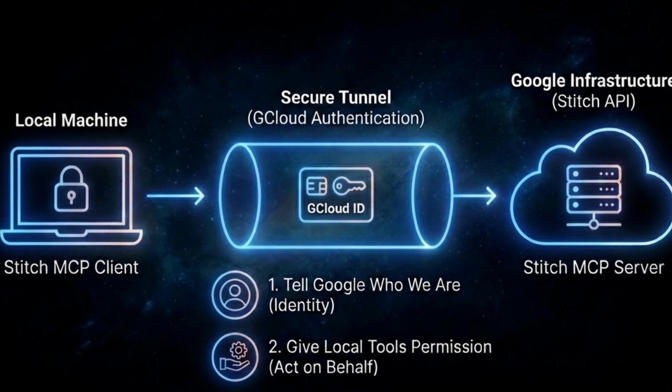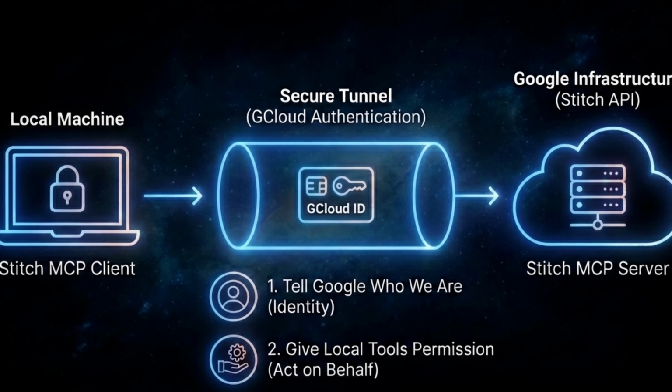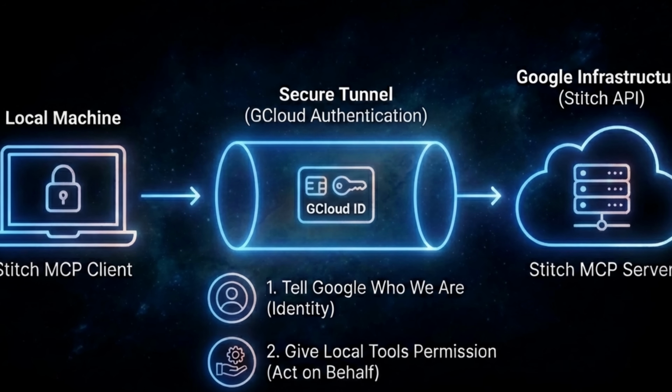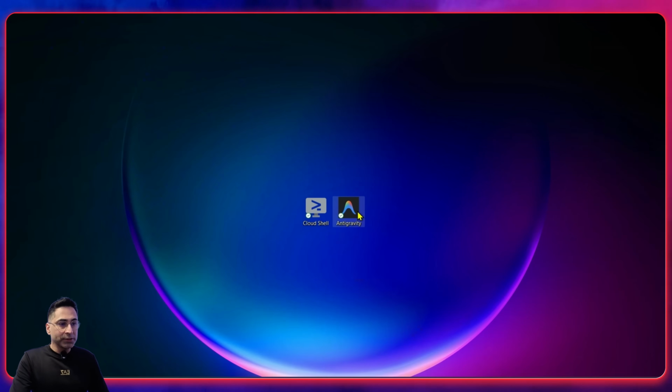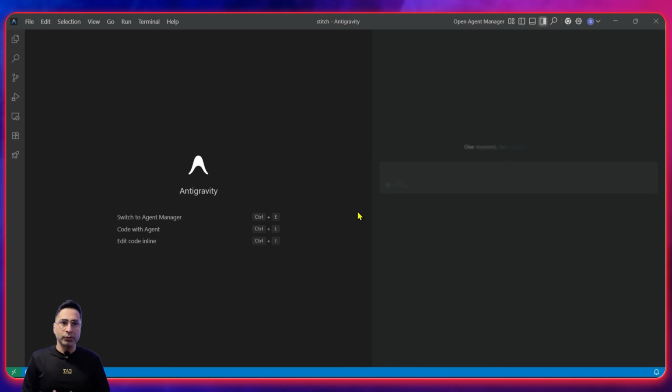So we need to do two things. We need to tell Google who we are and then give our local tools permission to act on our behalf, right? So let me show you how. All right, so I'm going to do this end-to-end using Anti-Gravity. So I'm going to use Anti-Gravity's terminal itself to do this.